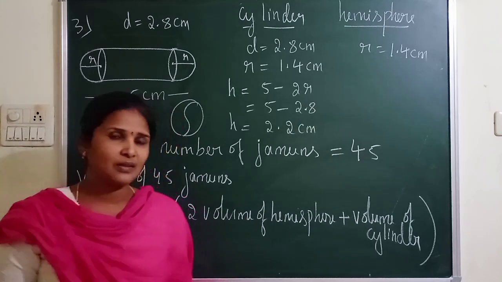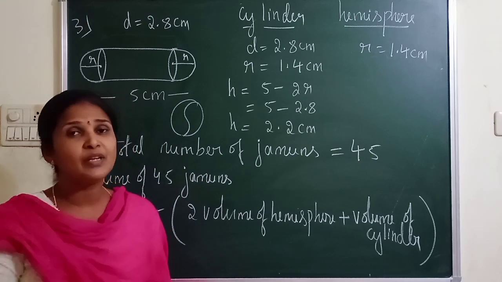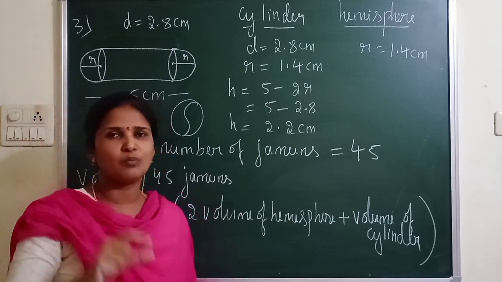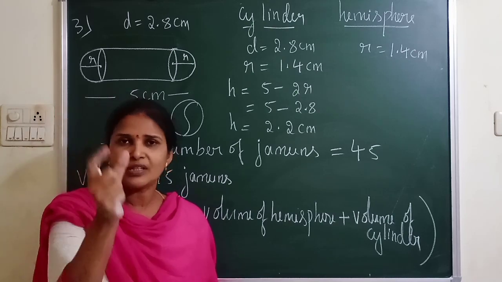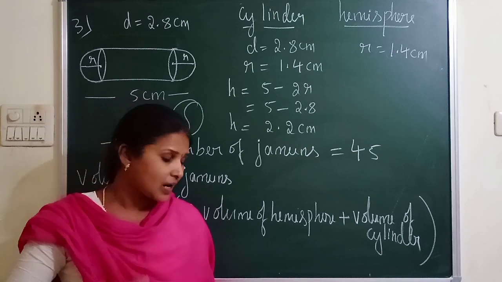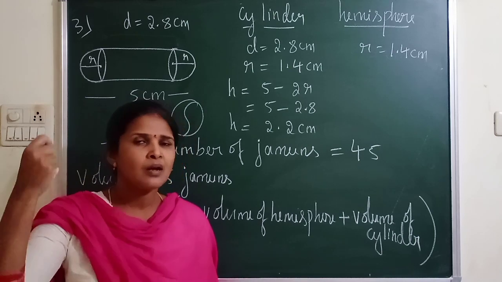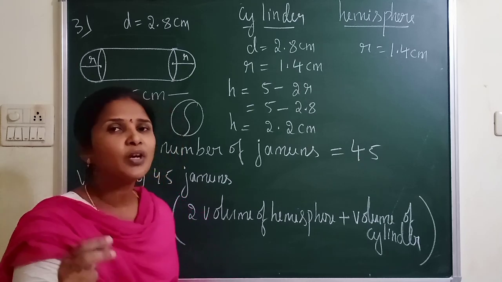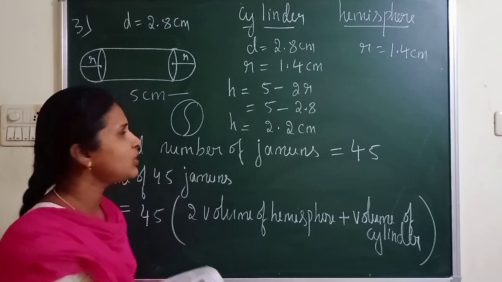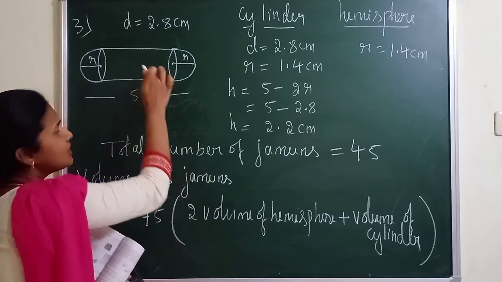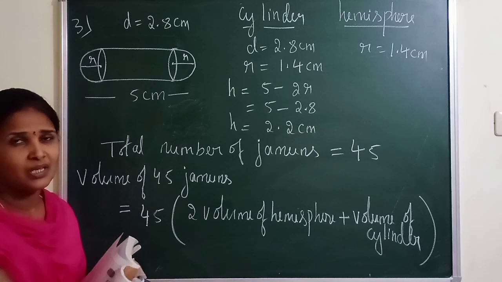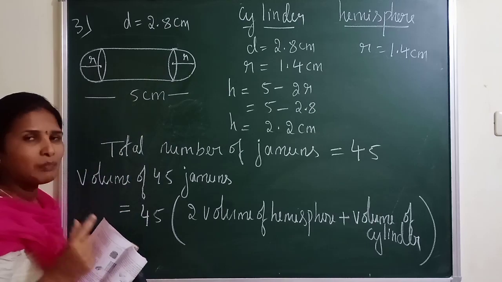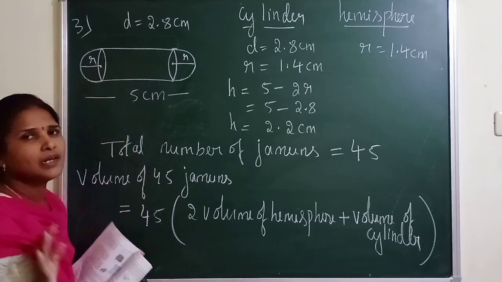So now I should find the amount of syrup in 45 jamuns. So 30% of the volume of one jamun is equal to the syrup in one jamun. That he has given. So first of all, what should I find? I should find the volume of 45 jamuns. But one jamun is not in this shape, the jamun is in this shape. So the volume of one jamun equals what? 2 times the volume of hemisphere plus 1 time the volume of cylinder.